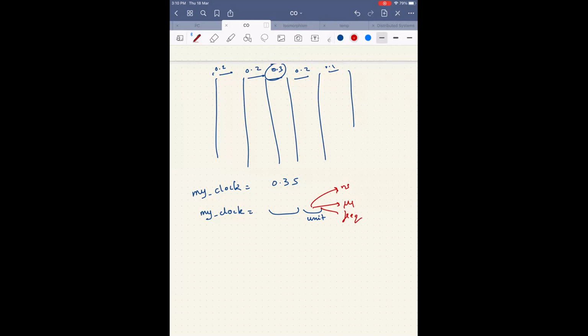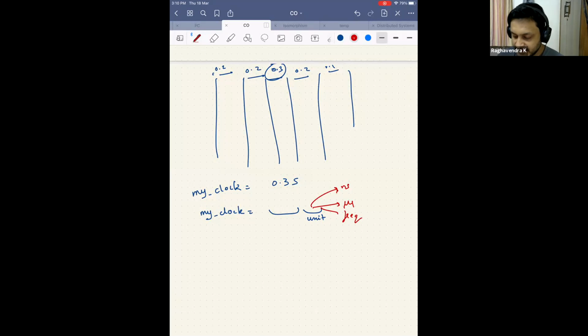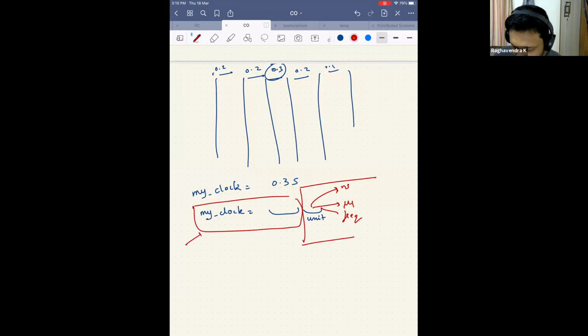Time taken for one cycle. Essentially, the time taken for one cycle. Okay, so I will tell you the answer. The answer is that there is no unit for this, because this is just a variable. It's a C++ variable, or a C variable. So you don't have to worry about seconds or frequency or anything.